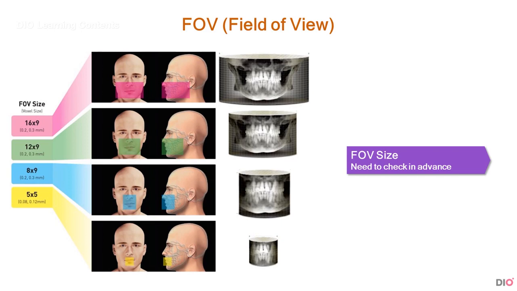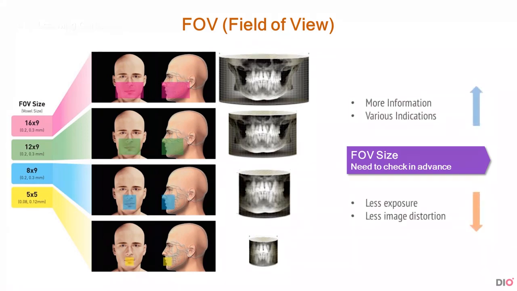The larger the FOV size, the more information it can contain, so it can be used for more diverse indications. However, in order to prevent radiation exposure and image distortion, it is necessary to select an appropriate FOV size for each case. Let's study which indications can be applied to the 3 most popular FOV sizes.